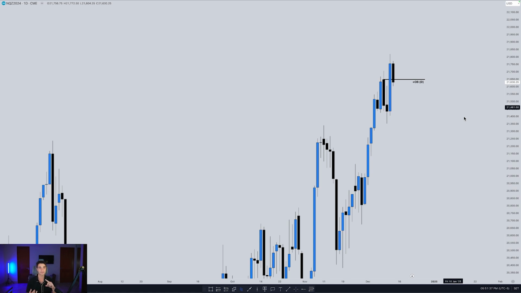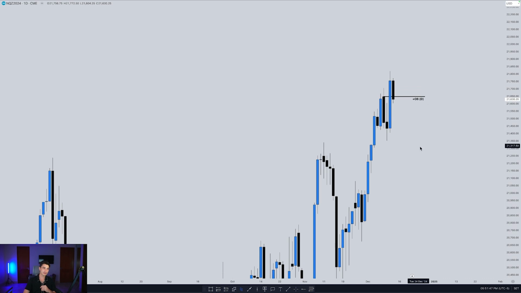The fair value gap, the order block, the inversion fair value gap. Any entry you're using will only be effective if you know where the market is going. So let's start from the daily chart.